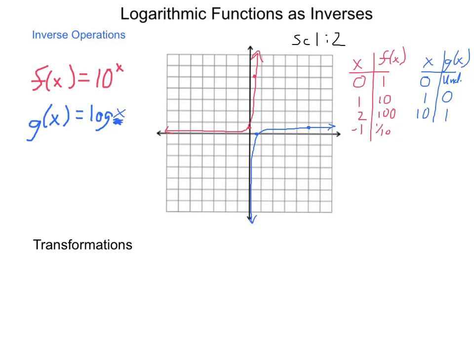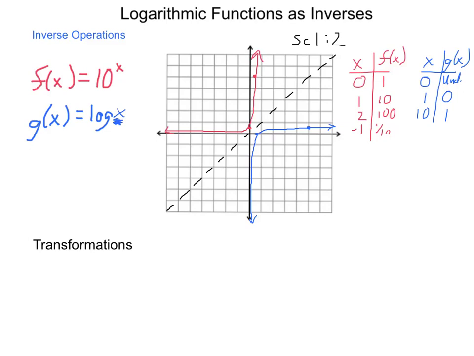So these two lines truly do reflect across our identity function of y equals x. And the distance from any point to this line will be the same going in both directions. And you notice that our input and output values are traded on this. So transformations of logarithmic functions are going to follow the same pattern as transformations of other functions.